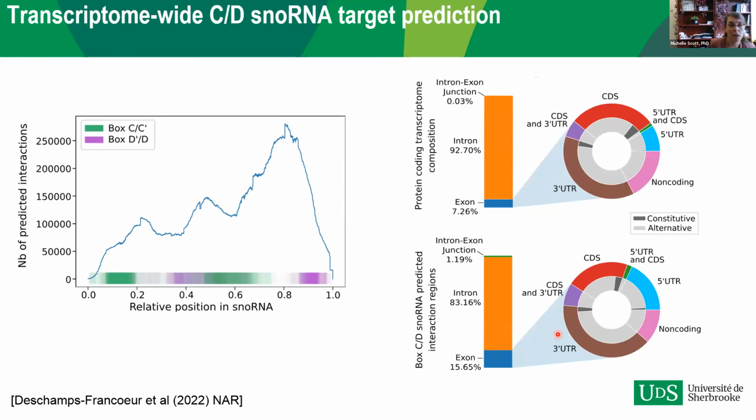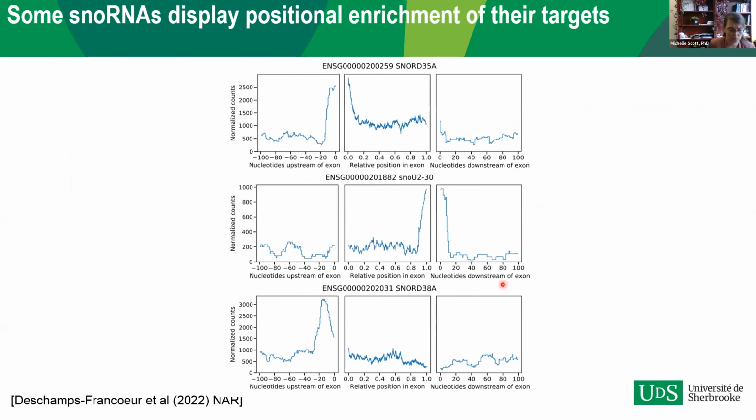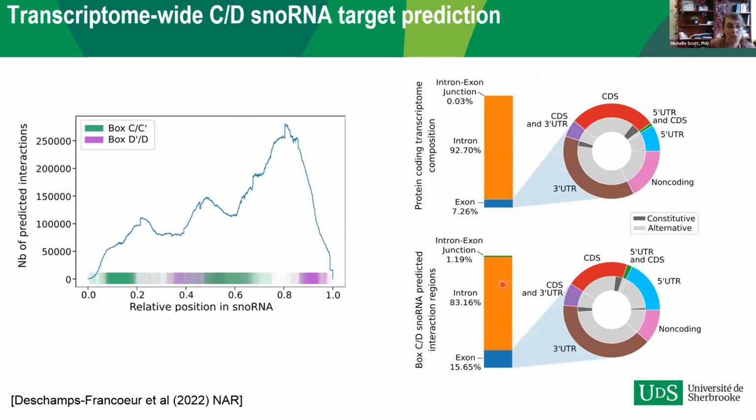So at this point, we were ready to use the predictor and apply it transcriptome-wide for the entire human transcriptome. So we considered all predicted interactions between all human snoRNAs and the entire human transcriptome. Here we're looking at the positions in all human snoRNAs that are involved in interactions with the human transcriptome as predicted by SnoGlobe, and we're considering snoRNAs from their 5' to their 3' here in this left panel.